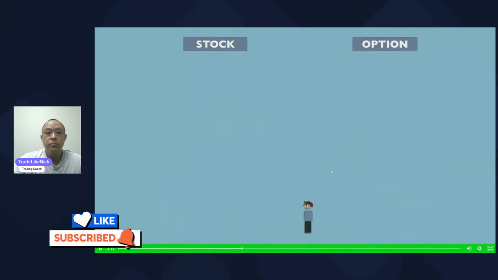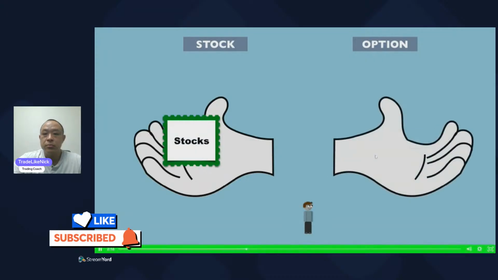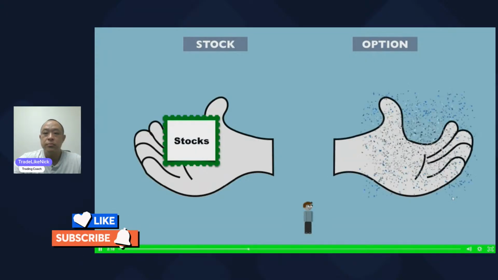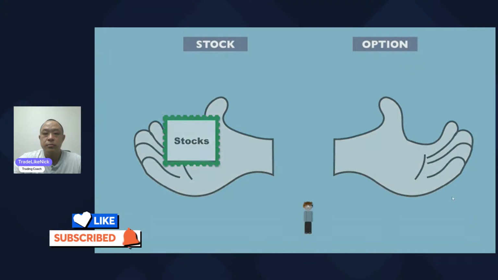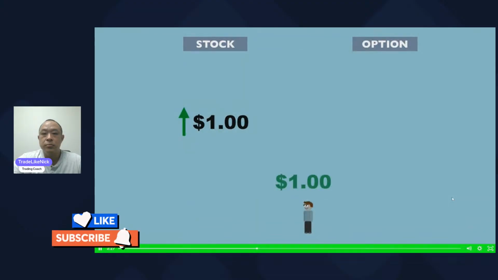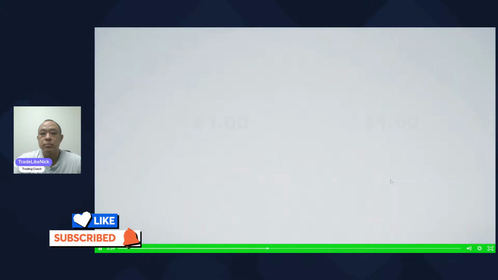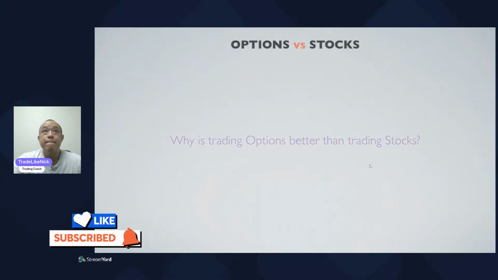With stocks, you can buy and hold for as long as you want. With options, your contract has an expiration date. And last, stock prices move one for one, meaning if the price goes up $1, you make $1. Options, on the other hand, are a derivative of stock, just with more leverage. So if the same stock goes up $1, you can make $3. But we'll get more into this later. Now, why is trading options better than trading stocks?